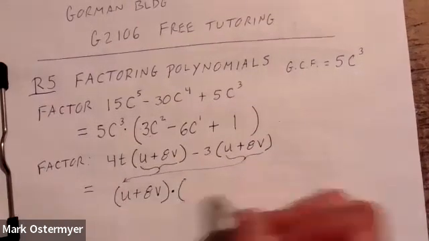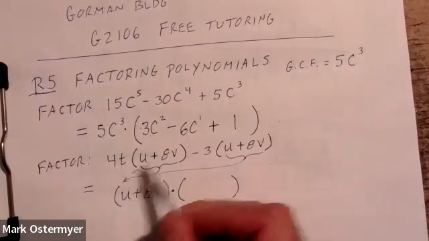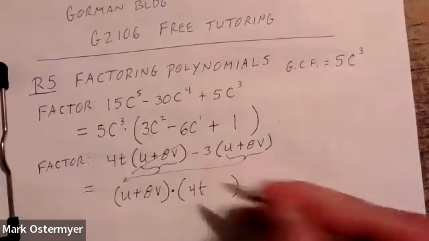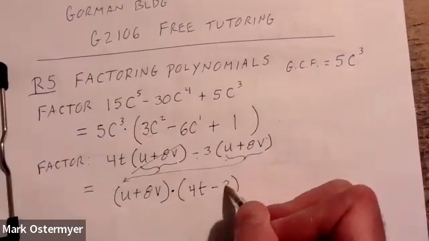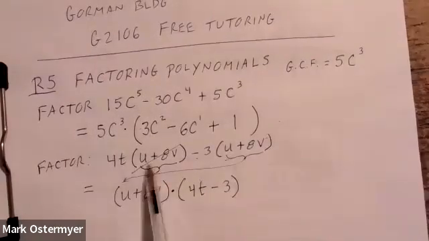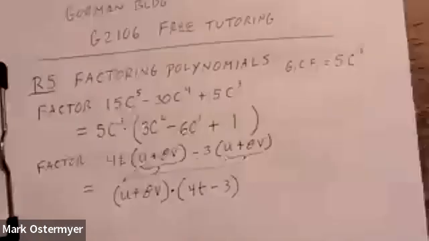Times, now what would I leave behind after factoring it out of both these terms? When I factor it out of the first term, I'll leave behind just 4t. When I factor it out of the second term, I'll leave behind just minus 3. And there you go, ladies and gentlemen. This would be the factorization of this polynomial. Hopefully that rings a bell that you've done that before or seen that, where you can factor a whole binomial factor out. That is legal to do. Any questions about that one there?